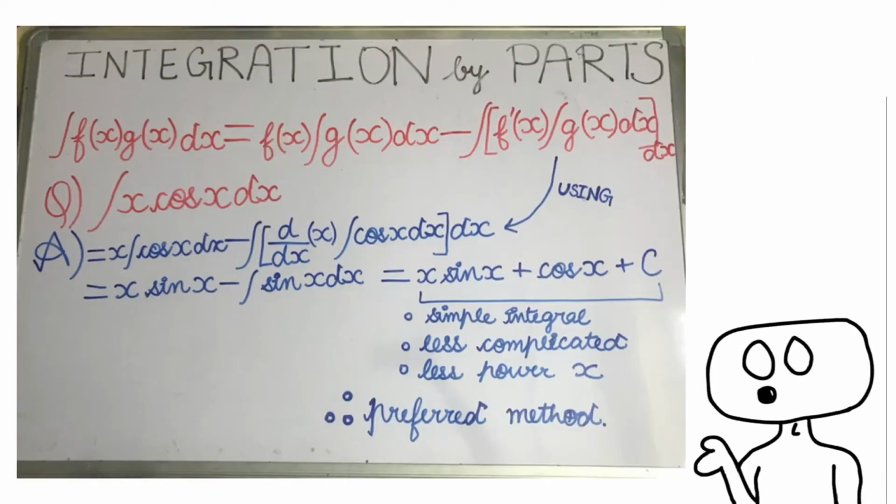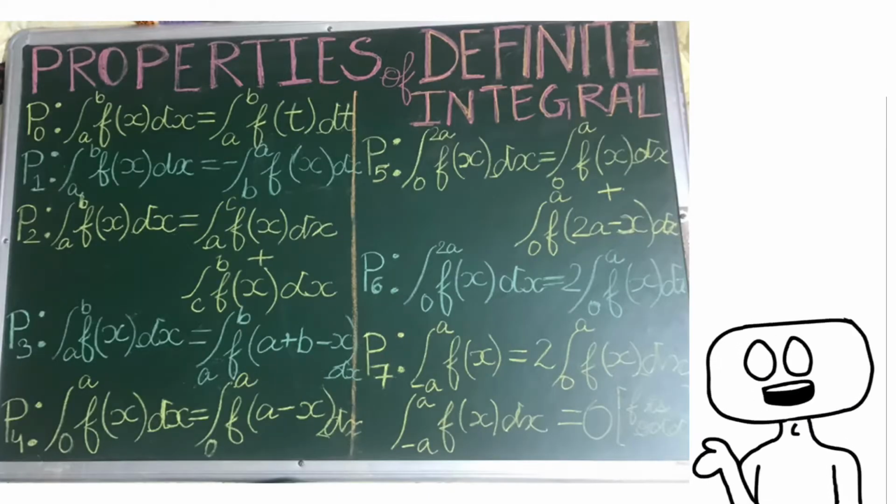The integration by parts method is often useful in integrating products of functions and is preferred because it results in less complicated solutions. Definite integrals are those with unique values. The chapter comes to an end with these 7 properties that help us in evaluating them.